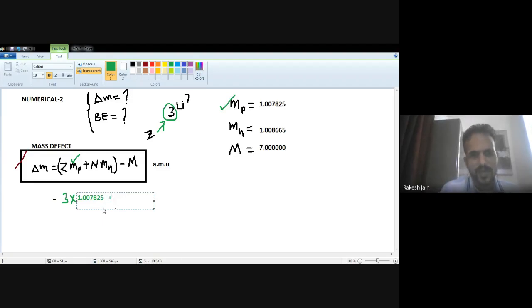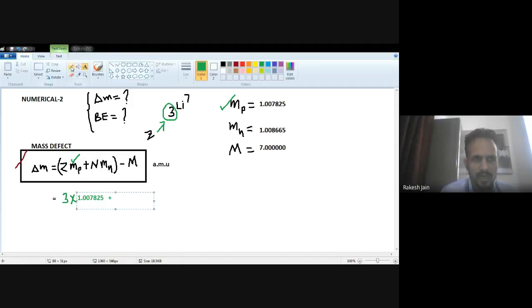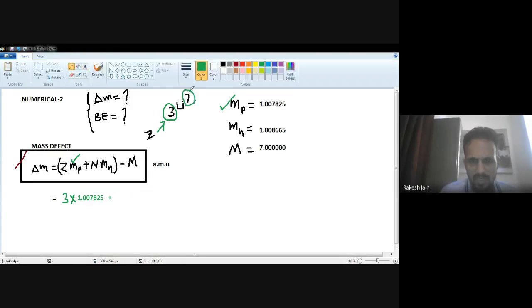Then this term will be added with N times Mn. So what is N? For lithium, the atomic number is 3 and the mass number A is 7. I know the capital N can be calculated as A minus Z, as in the previous example. So that is 7 minus 3, which is equal to 4. So N is 4.